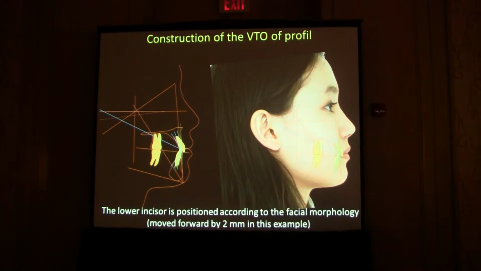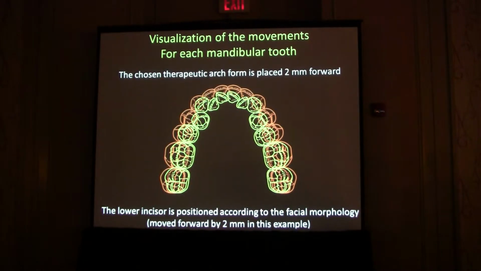We then build the lateral VTO, which will enable us to measure the change in the antero-posterior position of the lower incisor. In this example, it is moved forward by 2 millimeters. The therapeutic arch form is thus repositioned 2 millimeters in front of the initial arch, and the teeth will move towards the therapeutic arch. Hence, we can visualize all the dental movements to be realized on the mandibular arch.